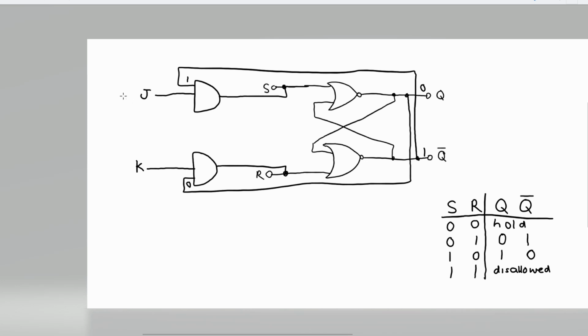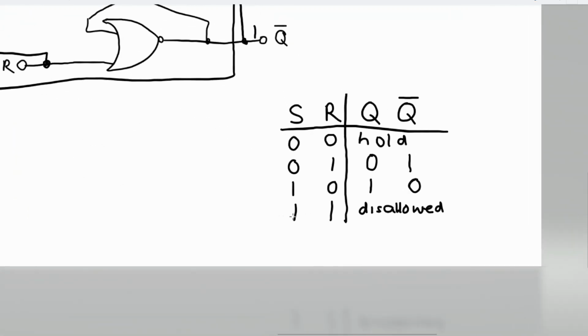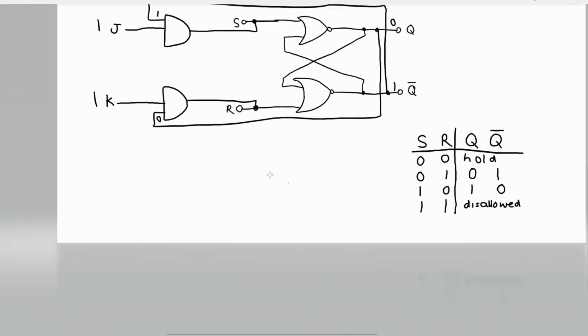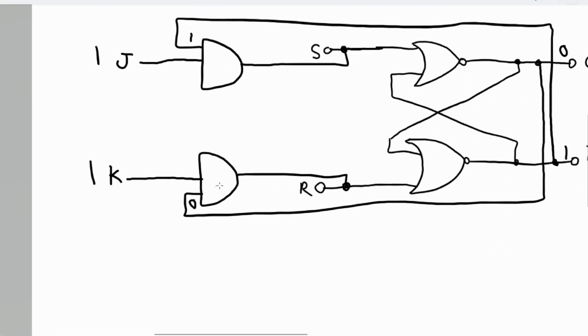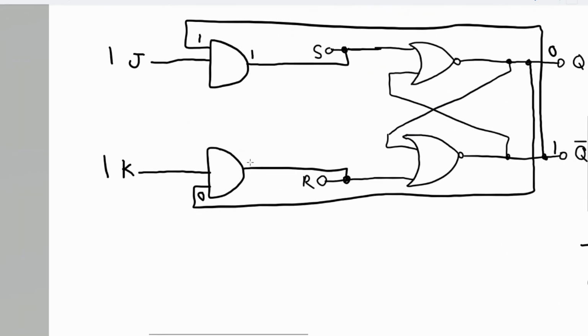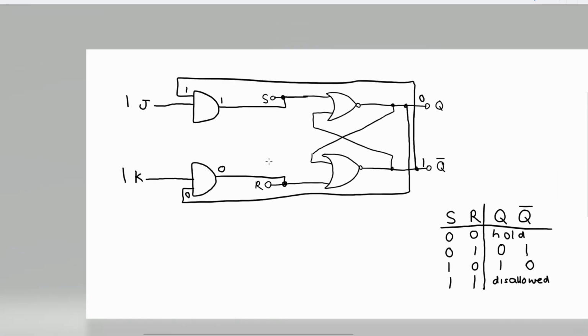So even if you sent a 1 on both J and K, which you can't do on a normal SR latch, it won't matter because this will pass a 1 and this will pass a 0, which means it's completely valid to do that. But all it will do is flip between the states, which is essentially what the T flip-flop does, but I'll come on to that in a minute.